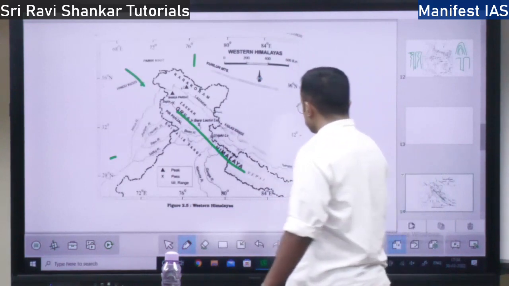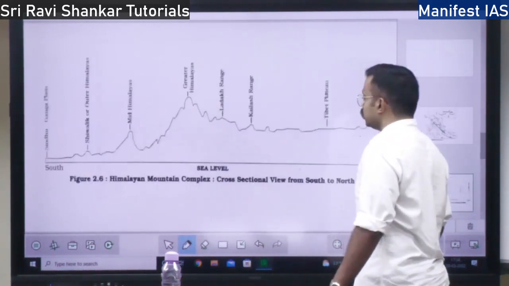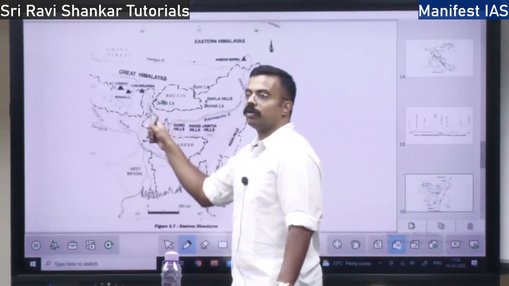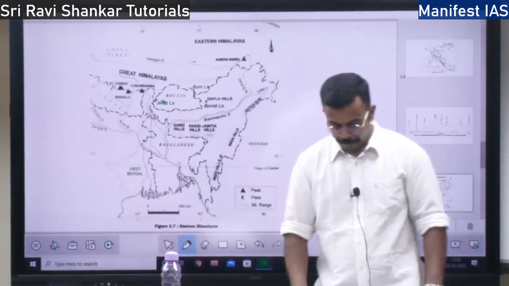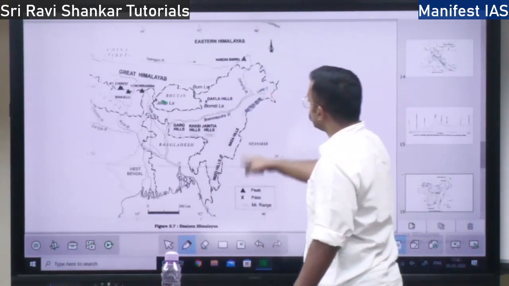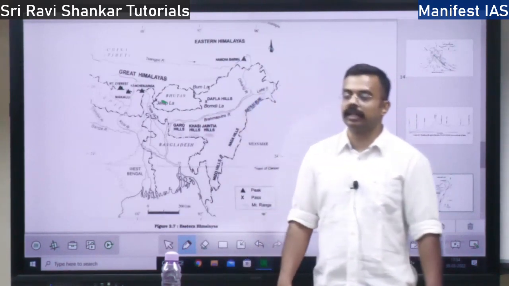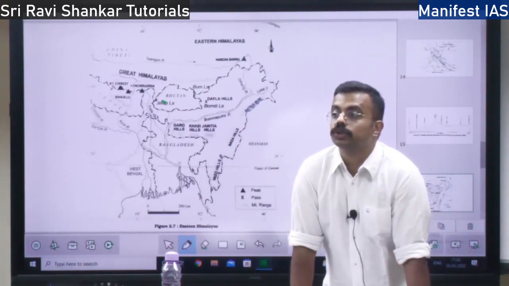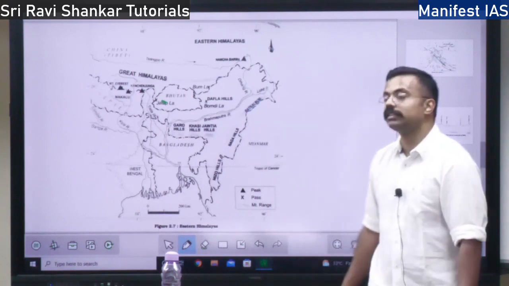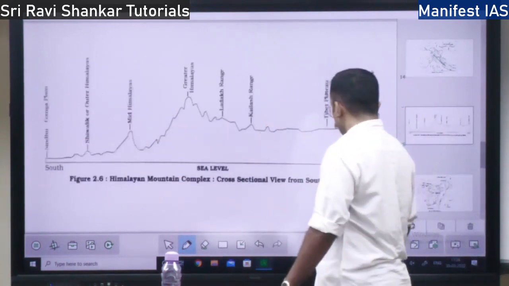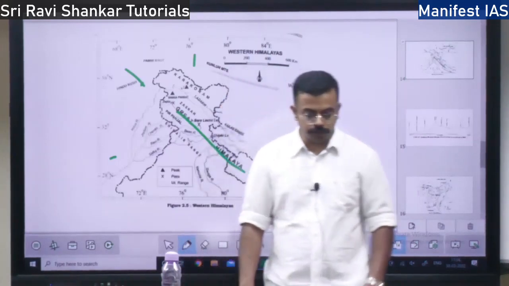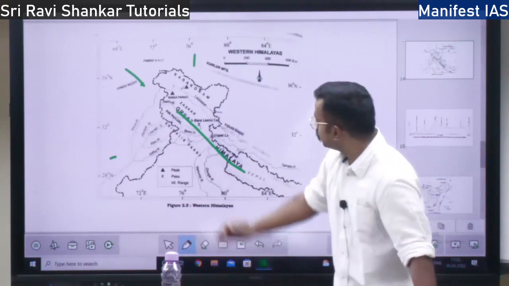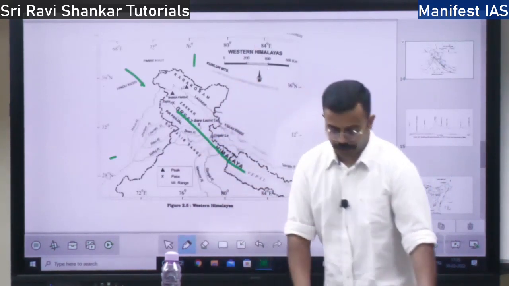Then here in the Sikkim region, the mountains are in the east-west direction, and in the Manipur region, it is north-south direction. The Himalayas are in north-south direction. So the total length of Himalayas is how much? It is 2,500 kilometers, and the total width is 160 to 400 kilometers. That is the thickness of Himalayas.